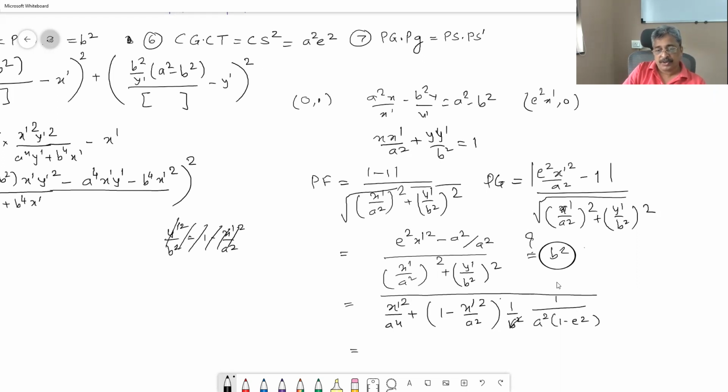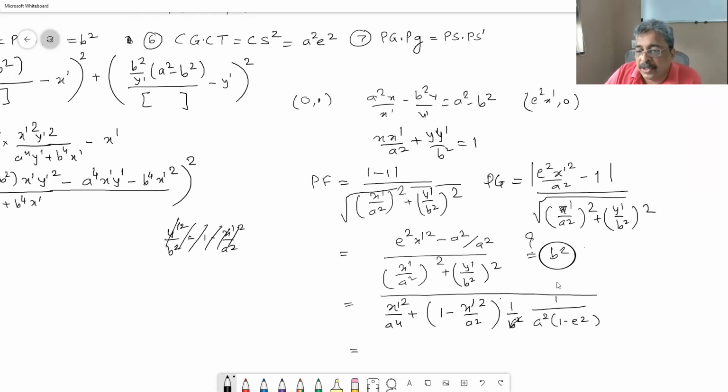So you have introduced e square. Good. And is this distance calculation correct? PF, PG, and therefore the multiplication of these two denominators is a radical, it gets squared, so a square upon... I think we are doing everything correct. It is just a question of patience and keep doing it.